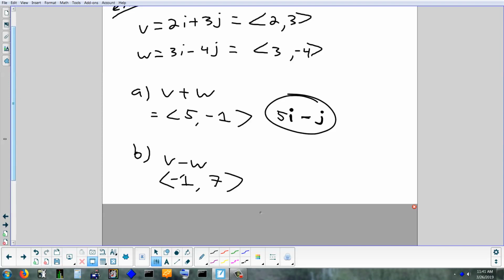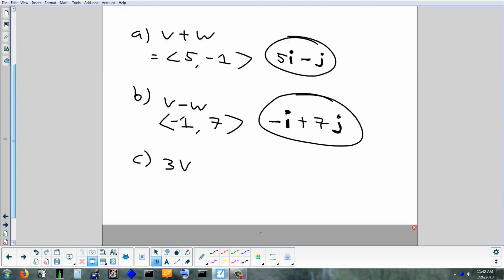Or let's write it as a unit vector. So Emily, how would I write that as a unit vector? -i plus 7j. Yep, that's it. -i plus 7j. Okay, so that's adding, subtracting.